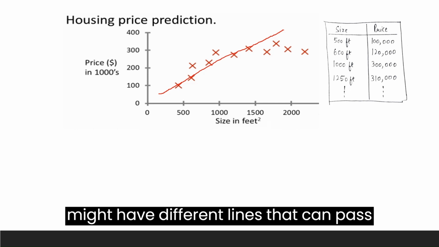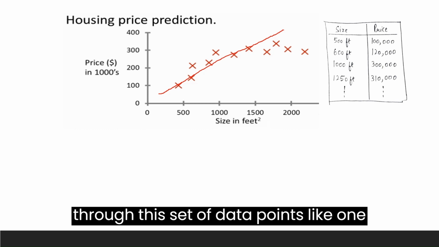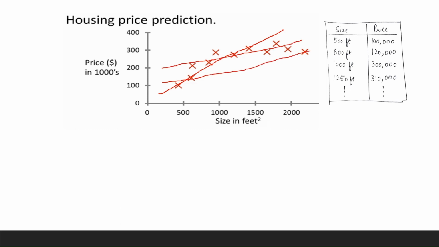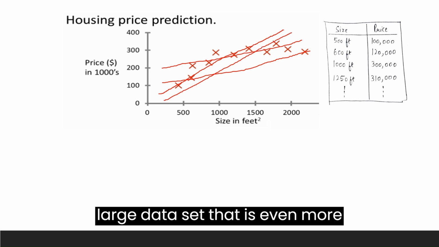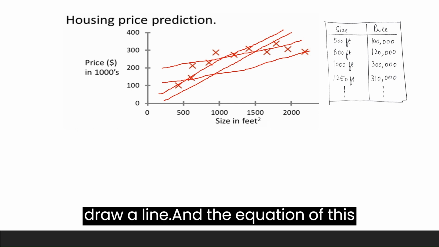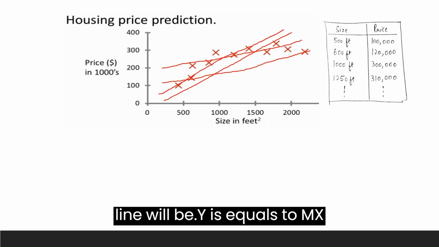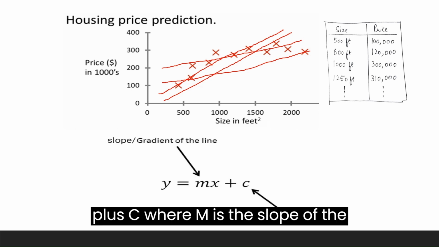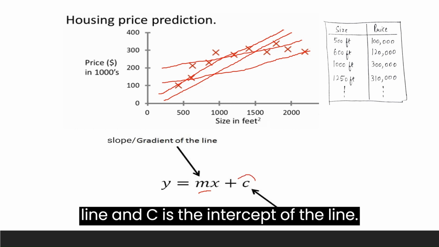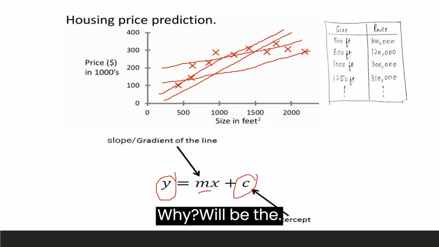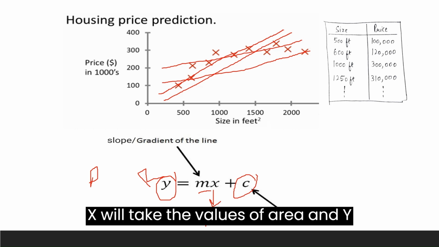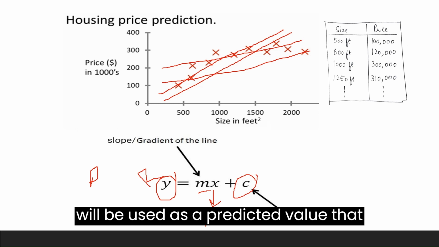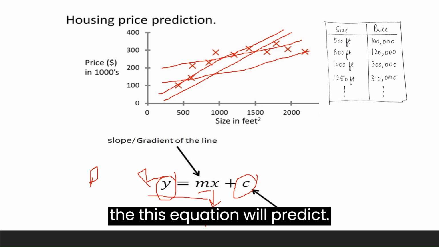But the problem is you might have different lines that can pass through this set of data points; there can be multiple lines that can be drawn through these data points. If you have a large data set that is even more scattered, it is even more difficult to draw a line. The equation of this line will be y equals mx plus c, where m is the slope of the line and c is the intercept of the line. y will be the price and x will be the area. x will take the values of area, and y will be used as the predicted value that this equation will predict.